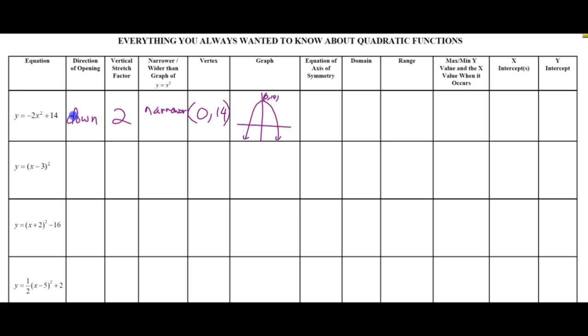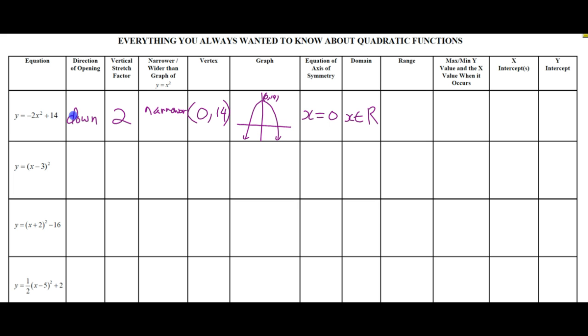So we know it opens down, we know the vertex is at 0, 14. So the equation of the axis of symmetry is? x equals 0. x is equal to the x-coordinate of the vertex. The domain is? Real numbers, so you can just fill that column in. Every polynomial function has a domain of all real numbers.